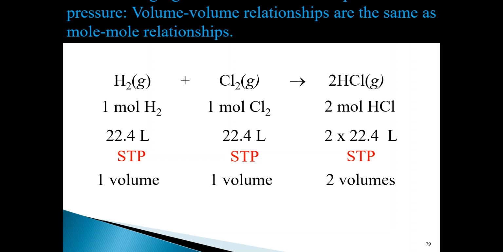So you can express a relationship as 1 liter of hydrogen reacting with 1 liter of chlorine to form 2 liters of HCl, or you could use the same ratio expressed in milliliters, expressed in gallons. It doesn't really matter what the volume units are. They will be proportional as described by the coefficients of the different substances involved in the gaseous reaction.